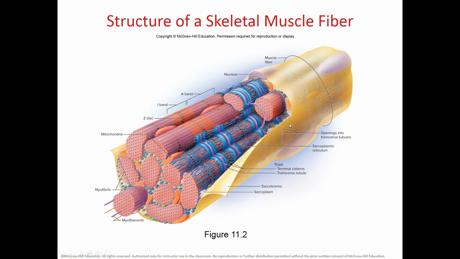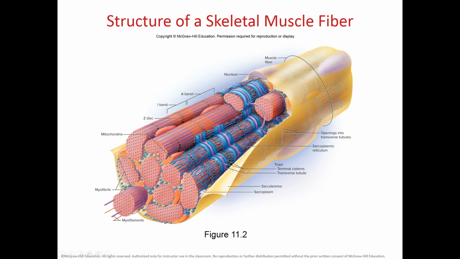So when you have an electrical signal traveling into the sarcolemma, the plasma membrane, this electrical signal will deepen, going inside into the cells through these T tubules, and then the electrical signal is going to be transferred to the terminal cisterns so that the sarcoplasmic reticulum releases its calcium, because calcium is necessary for muscular contraction.